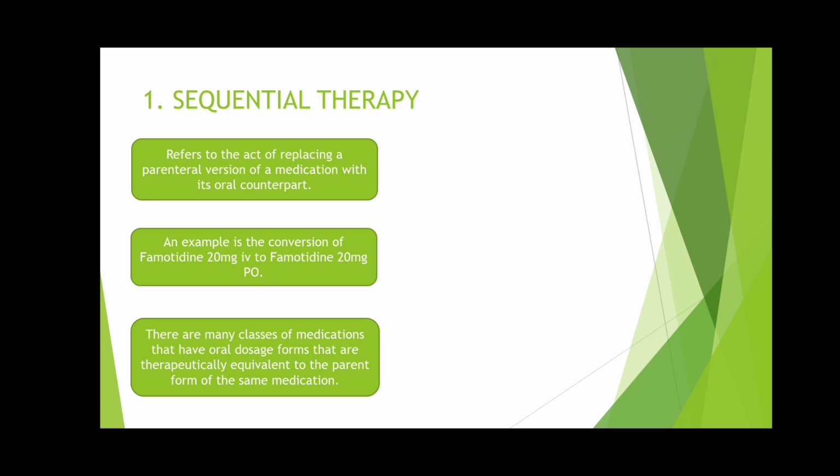A very simple example is conversion of famotidine 20 mg intravenous to famotidine 20 mg per oral. Okay, so same drug, no changes in the medication. Famotidine is only given, and even the dose is also same. Previously it was given 20 mg intravenously, and now famotidine is given orally, same 20 mg. So there are no changes over here in the sequential therapy. So there are many classes of medications that have oral dosage forms that are therapeutically equivalent to the parenteral form of the same medication. Okay, so this is about the sequential therapy.